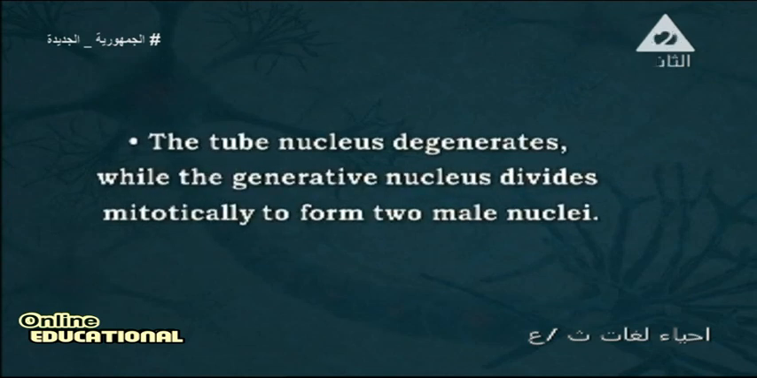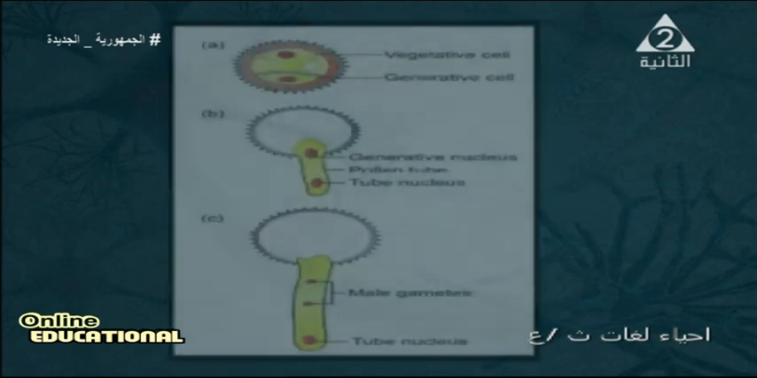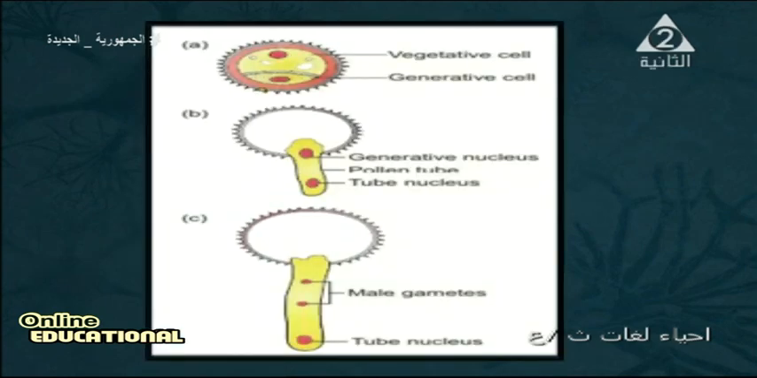The tube nucleus degenerates after the pollen grain reaches the egg cell in the ovary. Degenerates means removed, not found. And what happens? The generative nucleus divides mitotically to form two male nuclei. This is the pollen grain, the vegetative cell, and after these two nuclei are formed, the tube or pollen tube forms. The pollen tube then forms the male gametes and the female gametes.